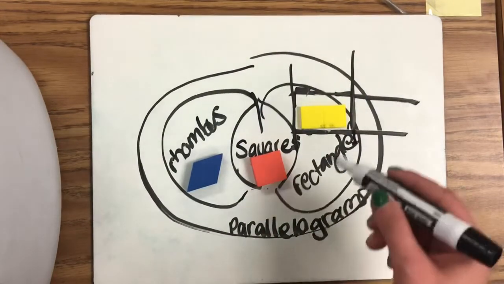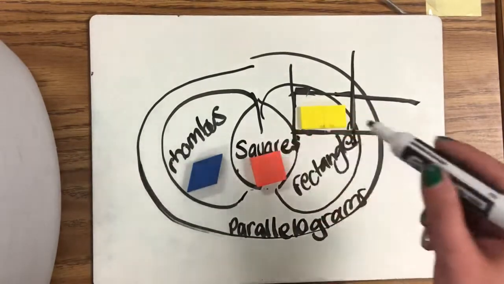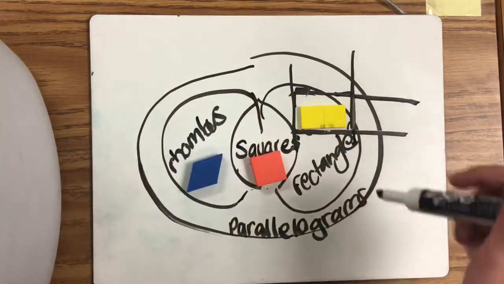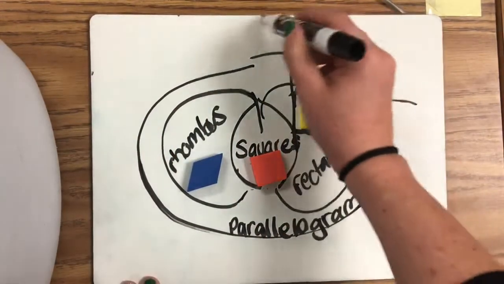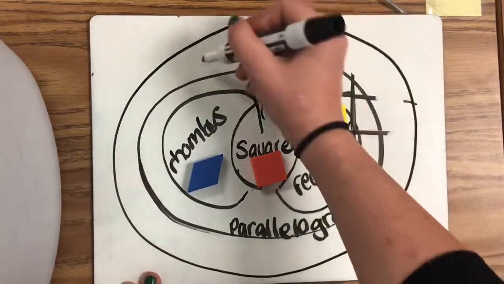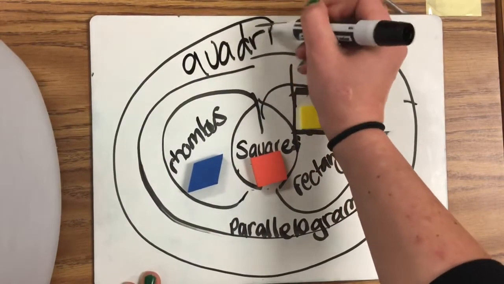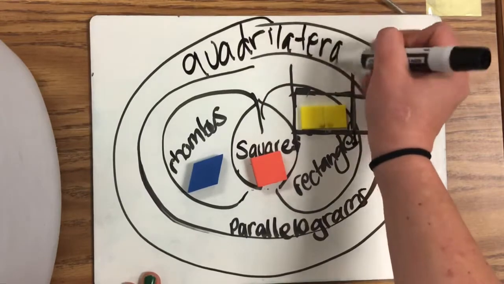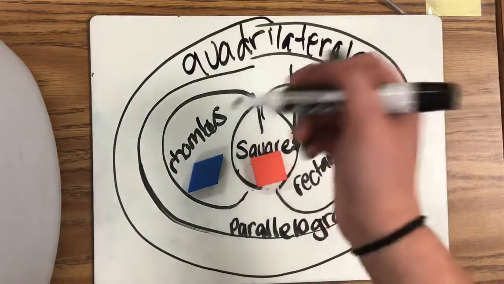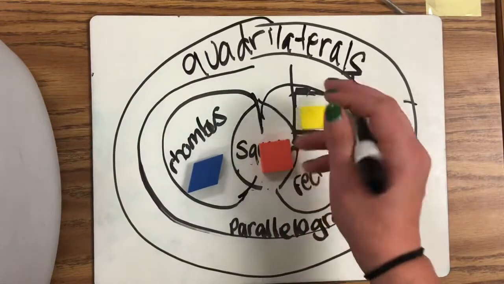Then, all of these, what do you notice about these? A rectangle, a square, a rhombus, and a parallelogram all have 4 sides and 4 vertices. So that makes all of them, what was that really fancy Q word that we had? Quadrilateral. They're all quadrilaterals. So squares, rhombuses, rectangles, parallelograms are all quadrilaterals.